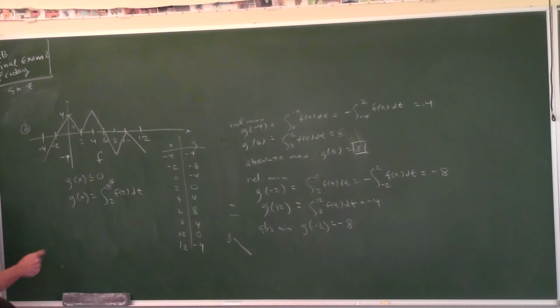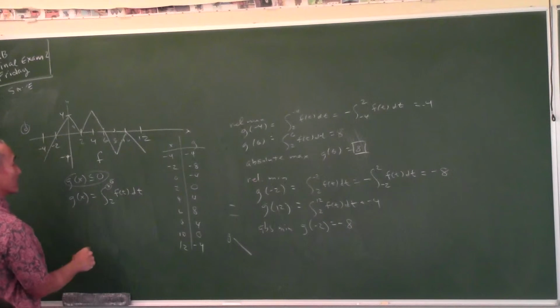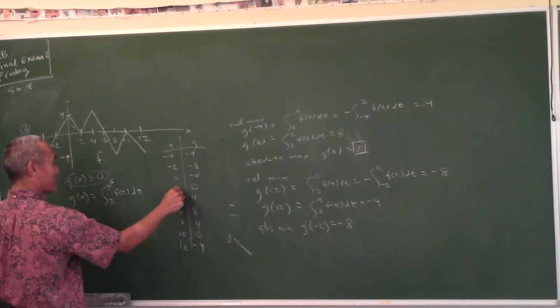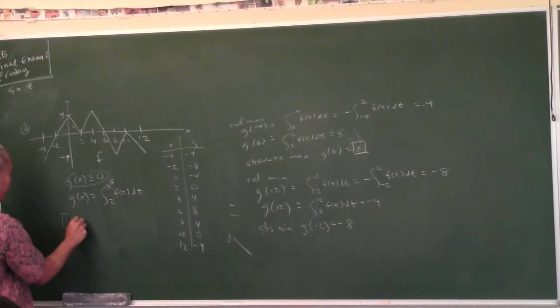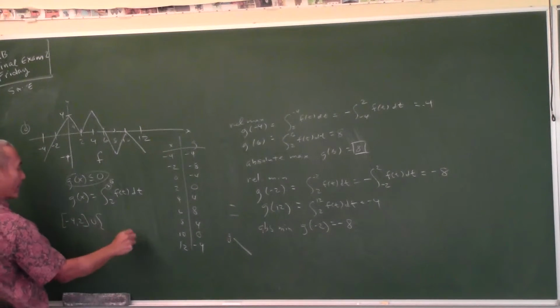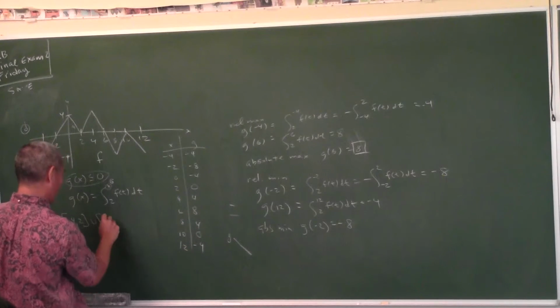So where is g of x less than or equal to 0? From negative 4 to 2. And then from 10 to 12.